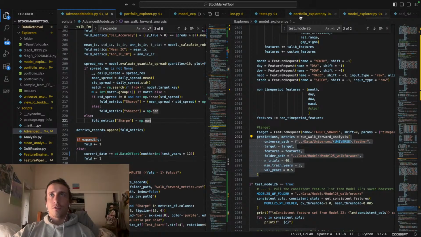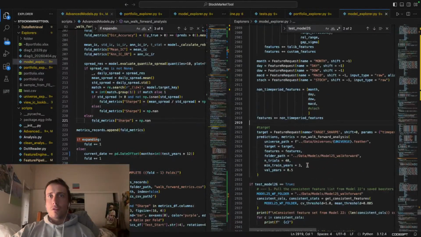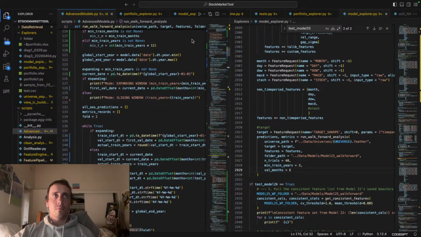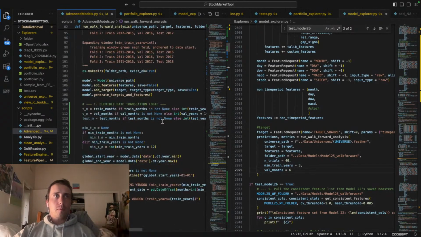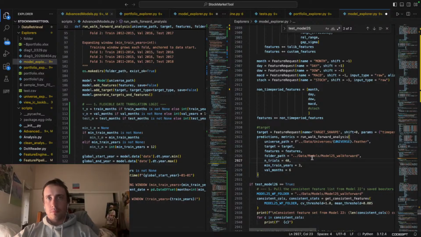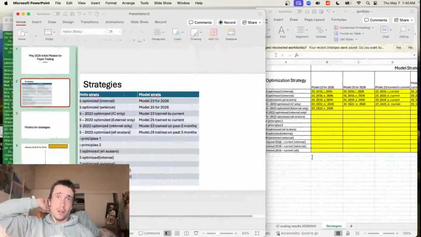Okay, now we can run model 25 again. Test model 25. And now we can do it with min train years, val months is equal to 6. And that's it, right? Good, that should be easy. So we need 3 years of training data, 6 months of validation data.